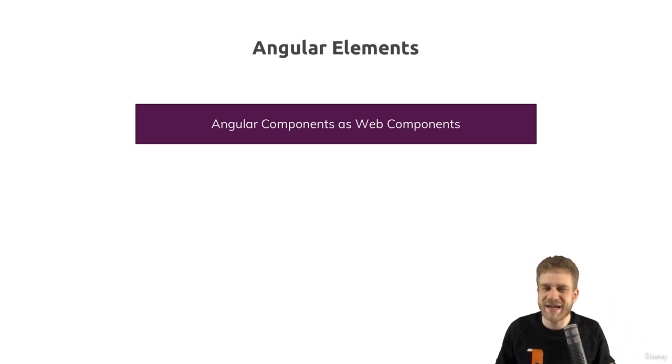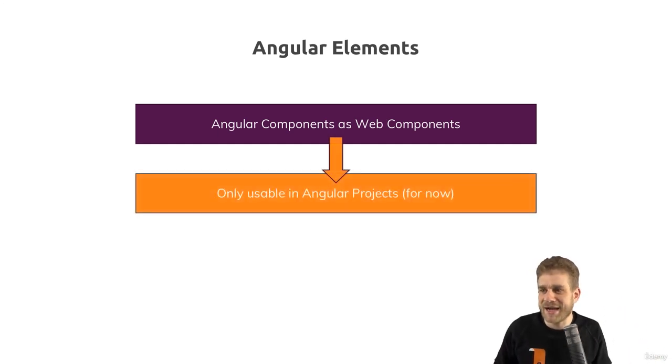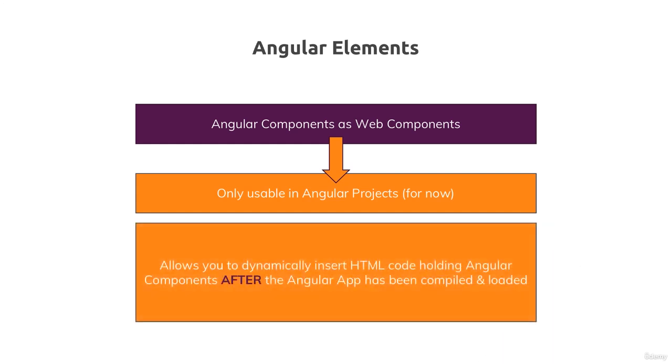Now, before you get too excited, right now, at the point of time I'm releasing this video, when Angular 6 was released, the web components you're building with Angular can only be used in Angular projects still. And the obvious question then is, why would you build web components at all? What is the use of Angular Elements if you can only use these elements inside of an Angular app? And the answer is, they are useful for loading dynamic content.